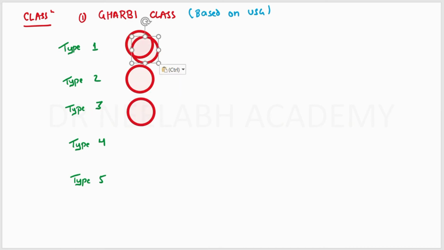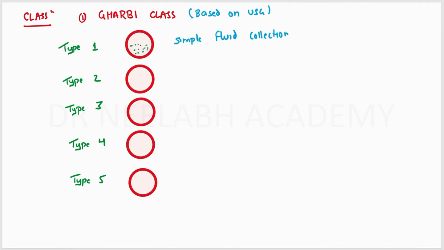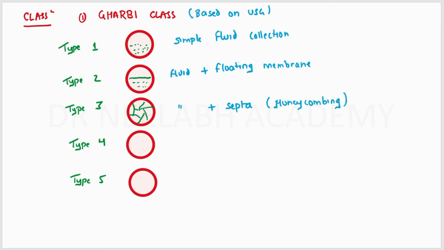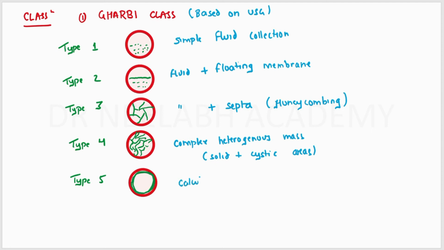Now the first cyst is basically a simple fluid collection, like this. In the second cyst, we can see a floating layer of germinal epithelium, type 2. In type 3, we can see multiple septae that also have a honeycombing appearance. In type 4, we can see an amorphous mass, a complex heterogeneous mass comprising solid plus cystic areas. In type 5, we can see a calcified wall, that is basically a dead cyst.